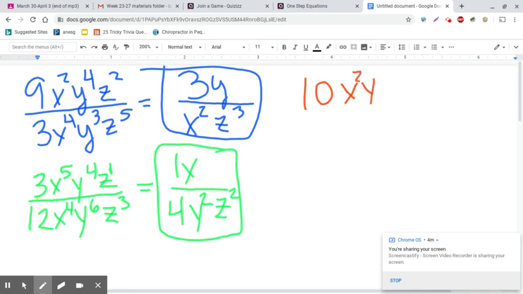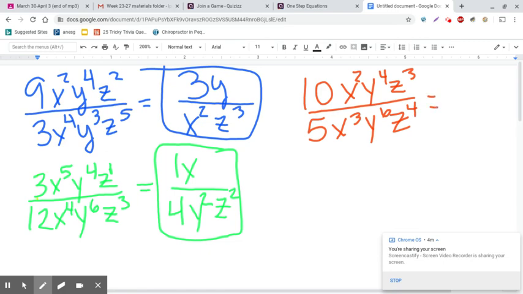x squared y to the 4th z cubed over 5x cubed y to the 6th z to the 4th. All right, guys, first thing we're going to do, 10 divided by 5. 10 divided by 5 is 2. So 2 will be in the top.